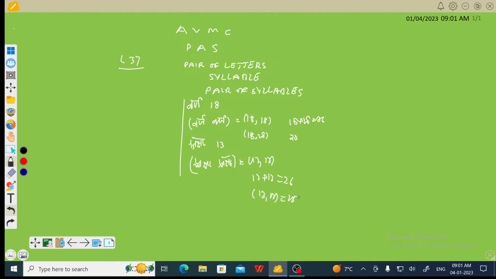These features, that one letter as 18, one syllable as 13, and then the pair of letters as 36 and also as 20, and here the pair of syllables as 26 and as dimensions as 50.